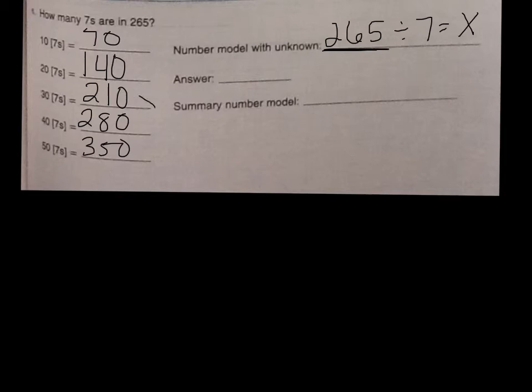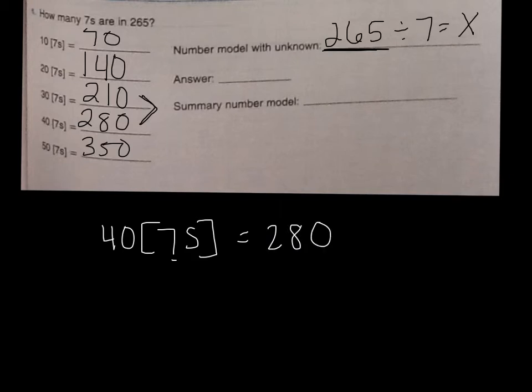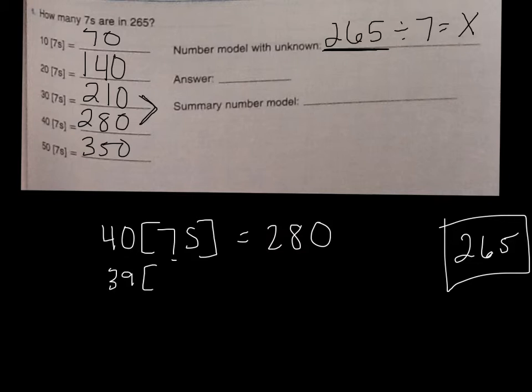We are right between these 2. So let's take the highest one, the 40 groups of 7s, which equals 280. And let's subtract our groups of 7s until we get to 265. This is our target we're going for. We want to get a little bit below it. We never want to go over it because we can write a remainder. So if we subtract one group of 7, we're going to be at 273. 39 groups of 7s equals 273.